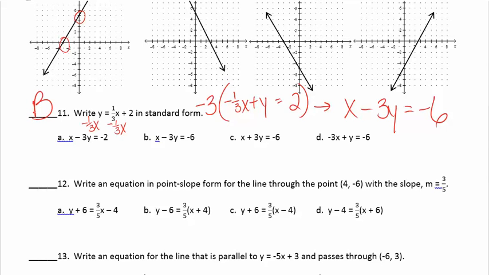12 is asking you to write it in point slope form for the line that goes through 4, negative 6 and has a slope of 3/5. So if it goes through 4, negative 6, this is the x1 and this is the y1. And because it's a negative 6 in our equation, it will look like y plus 6. So that's letter C. And letter A is not correct because it doesn't have the parentheses around the x minus 4.